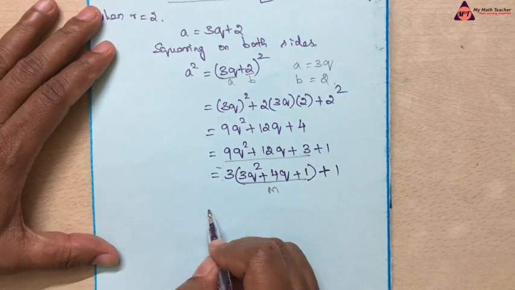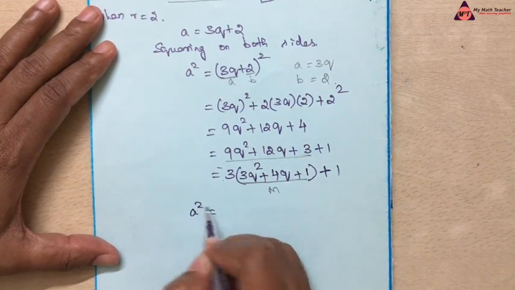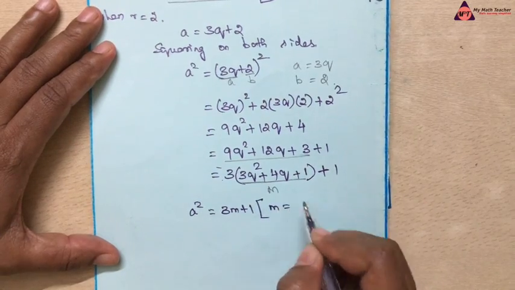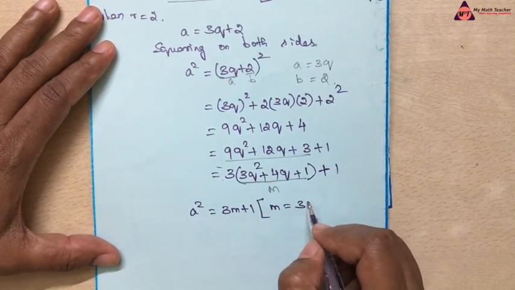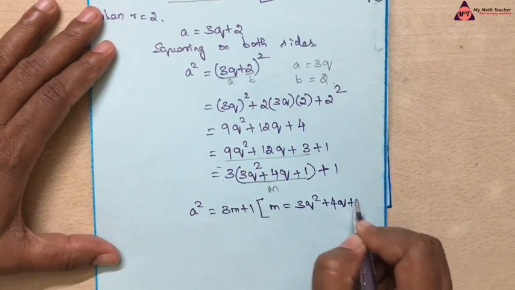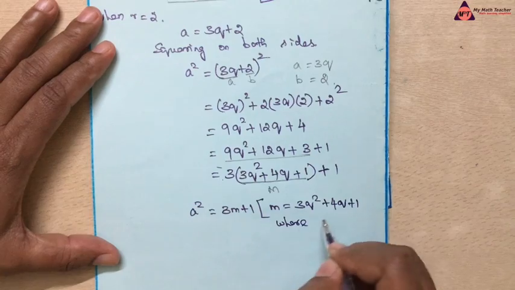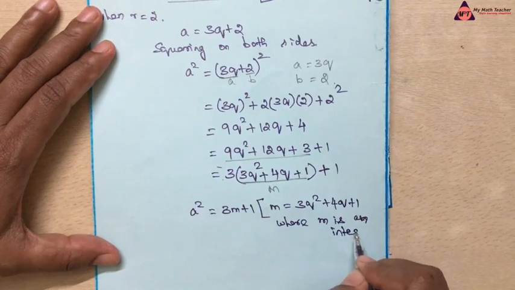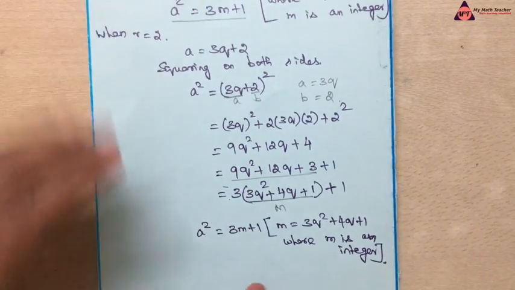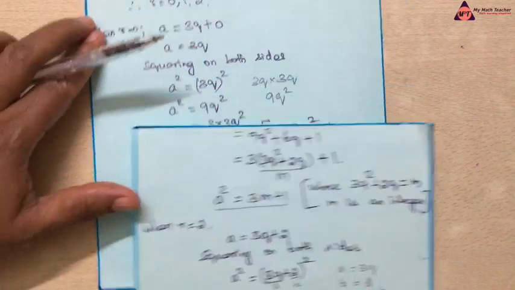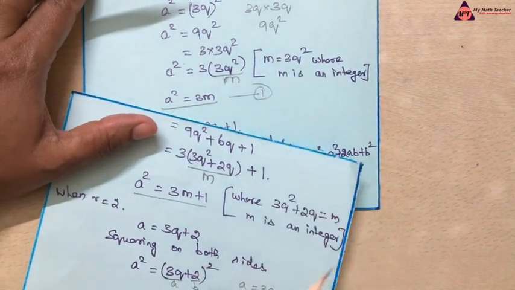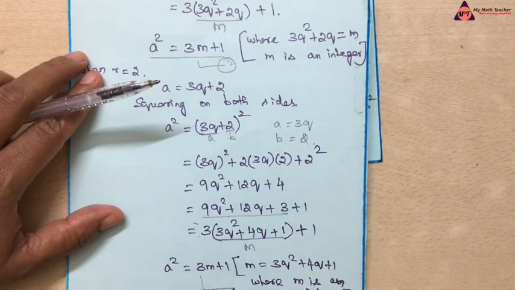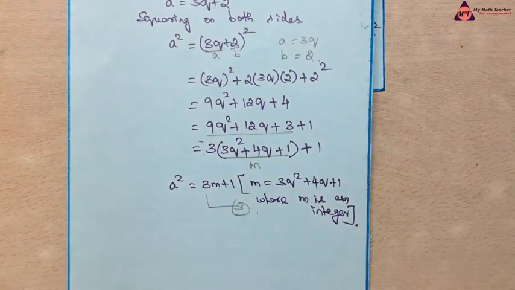Okay, now here that is equal to a square is equal to 3m plus 1. Okay, m is equal to, what is the value inside the bracket? 3q square plus 4q plus 1, where m is an integer. Okay, now so let us take this as 1, this as 2, and this third one as 3.